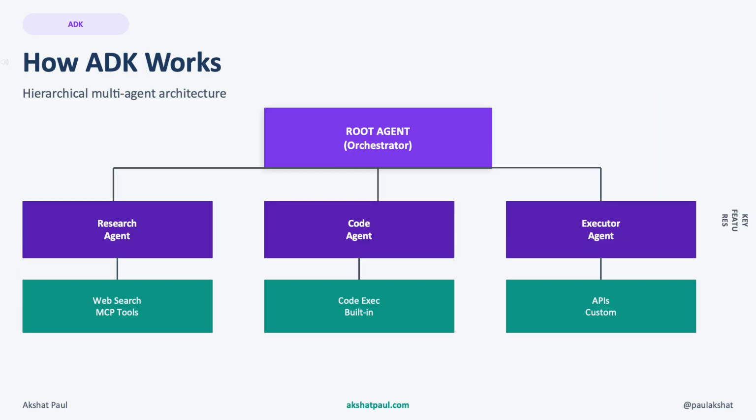ADK uses a hierarchical multi-agent architecture, and this is where it gets really powerful. At the top, you have a root agent. This is the orchestrator, the brain that receives the user's request and decides how to handle it. Think of it like a project manager. Below the root agent, you can have multiple sub-agents. Each sub-agent specializes in a specific task. You might have a research agent that searches the web, a code agent that writes and executes code, and an executor agent that handles API calls.